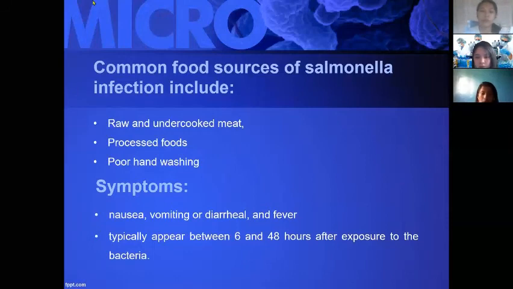These are the symptoms of Salmonella. First, we have nausea or vomiting, diarrhea and fever. And again, similar to our patient, he also had a high fever. And if you become infected with Salmonella, these symptoms typically appear between 6 and 48 hours after exposure to the bacteria.